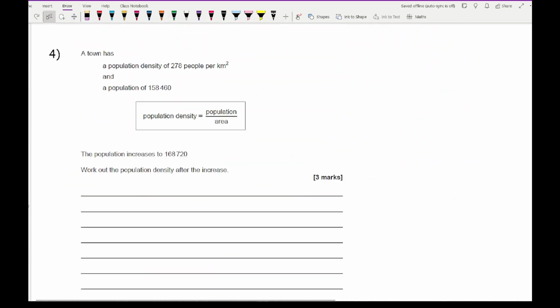So moving on to our last example, it says that a town has a population density of 248 people per square kilometre and a population of 158,460. The population density is given, and we've got the formula there, and it says the population increases to 168,720, and the question is asking us to work out the population density after the increase. For this, what we need to do first is work out what the area is. So we need to find the area of the town, and we do that by using the information given in the first part of the question.